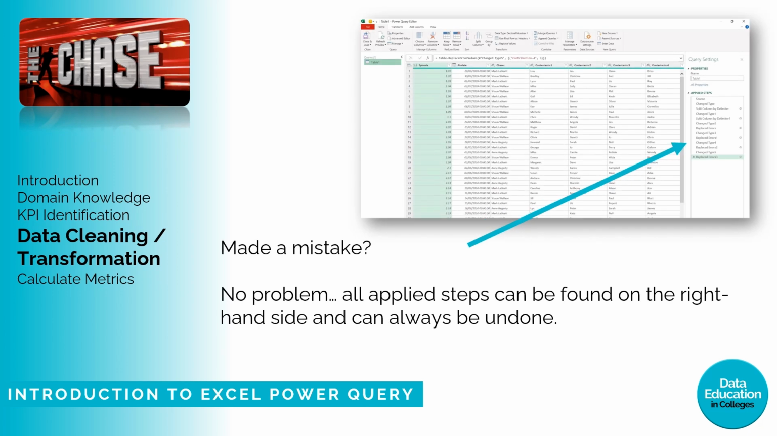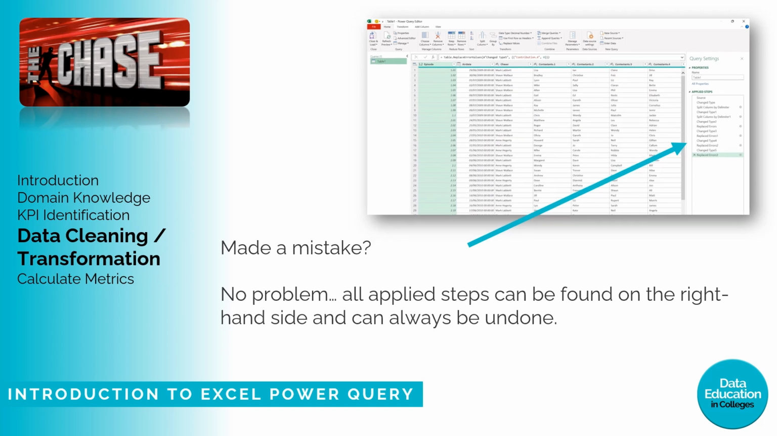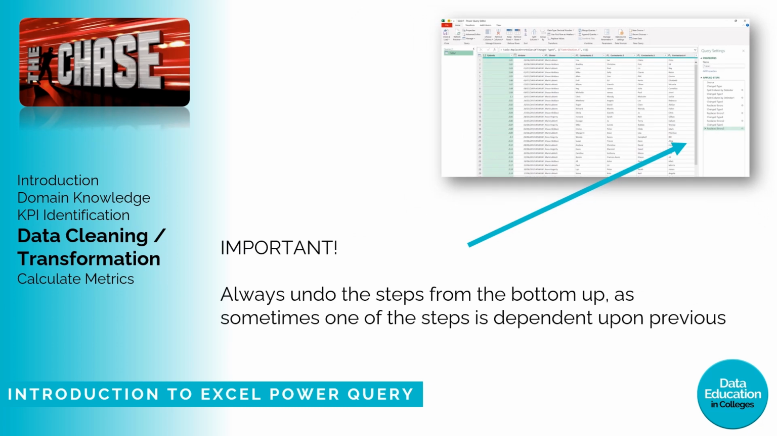Make a mistake, we all do that, not a problem. All the steps you ever apply to this data set are on the right hand side, but it's vital, if you want to change a step, you go from the bottom up. Quite often the steps are dependent on the ones underneath, so if you want to change one, remove them from the bottom up and then reapply your steps.